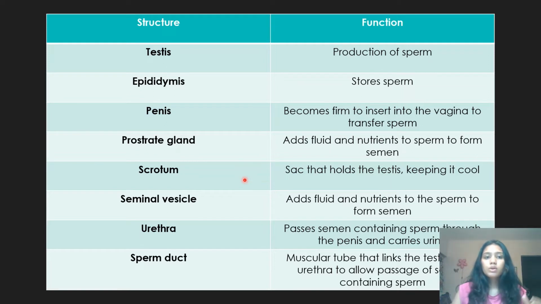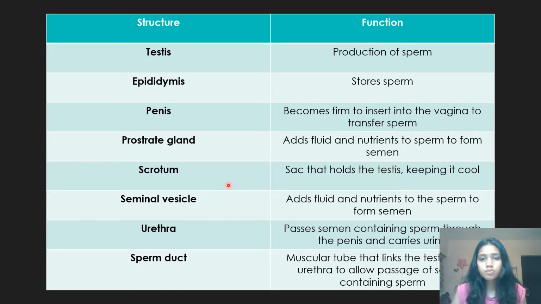Okay, then you have the seminal vesicle, which is located on the sperm duct, which also adds fluid and nutrients to the sperm to form semen. So remember, the seminal vesicle and the prostate gland have the same function. The urethra, as we've already discussed in excretion, passes semen containing sperm through the penis, and it also carries urine. So any of these two functions is right.